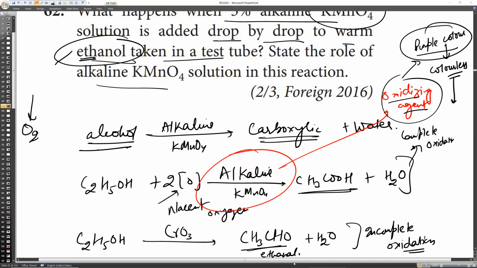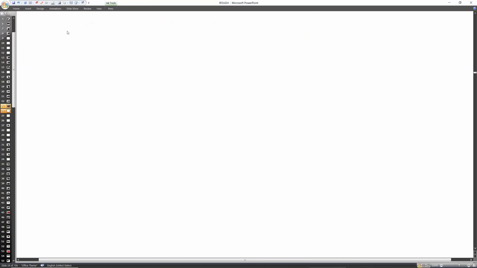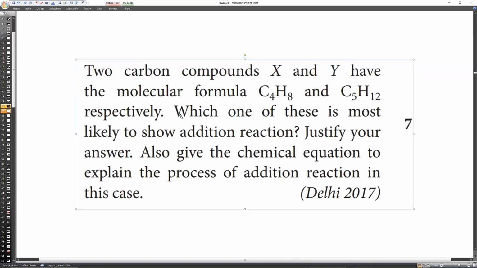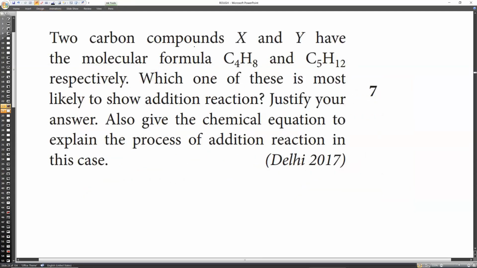After question number 62 is 64. X and Y type questions generally come in the examinations, and I used to send you X and Y type questions every day. So you must prepare those questions properly. Here, two carbon compounds X and Y have molecular formulas C4H8 and this one, respectively. Which of the following is most likely to show the addition reaction?